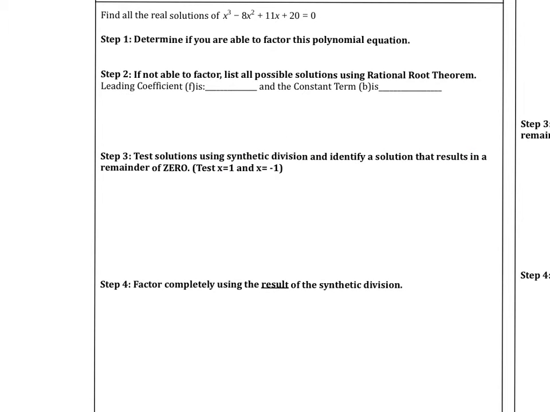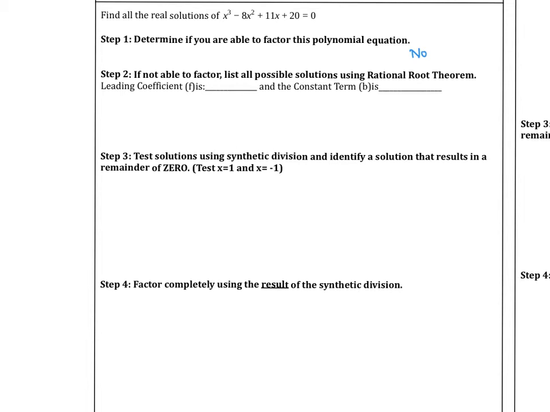Now we are going to do the example related to that theorem we just did. We're going to find all the real solutions of x cubed minus 8x squared plus 11x plus 20 equal to 0. Step number 1, determine if you are able to factor this polynomial equation. That means, can you take out the common factor or do the grouping. In this case, we cannot factor this, so we just have to say no. We cannot factor it by grouping or by taking the common monomial.